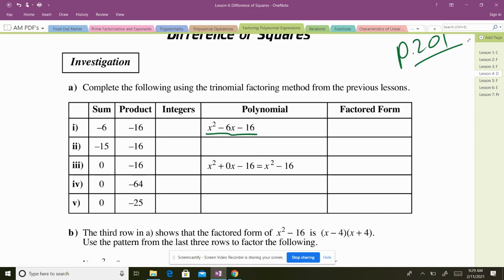Okay, so what did we do when we had a question like this? What were we looking for? Numbers that multiply to the end term and add to the middle term. So what multiplies to -16 and adds to -6?